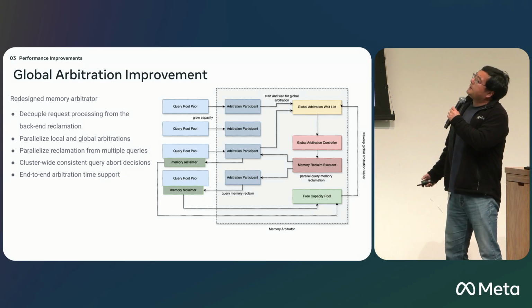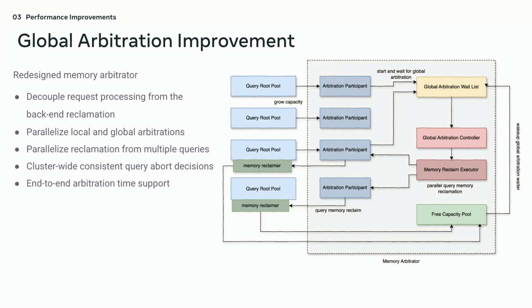To continue the memory arbitration optimizations, we redesigned the memory arbitrator internally to further parallelize the global arbitration with local arbitration without a single lock. As we see in the diagram, when a query cannot allocate sufficient free capacity from the arbitrator, it triggers the global arbitration by kicking off a background daemon called the global arbitration controller to run. The request itself just waits in the global arbitration waiting list. The global arbitration controller manages the memory reclaim process, like setting the reclaim target and selecting candidate queries to reclaim memory from. To parallelize the memory reclaim from multiple queries, we introduced the memory reclaim executor, which does the actual reclaim from the query. When a sufficient amount of memory has been reclaimed and returned to the free capacity pool, the requests waiting in the global arbitration waiting list can resume with the granted capacity growth.